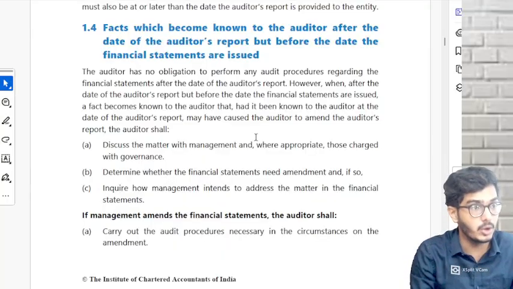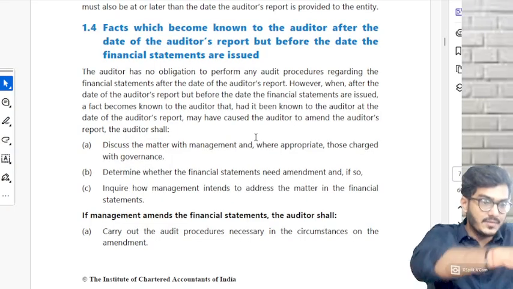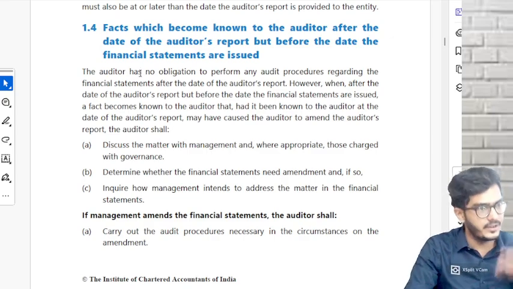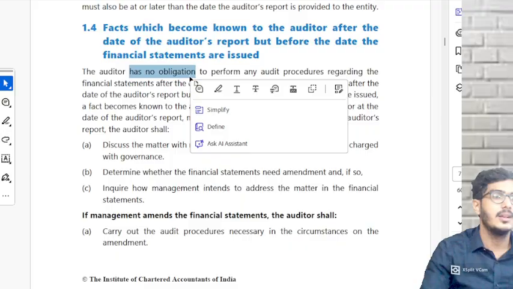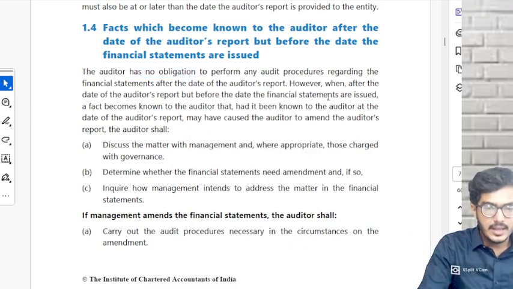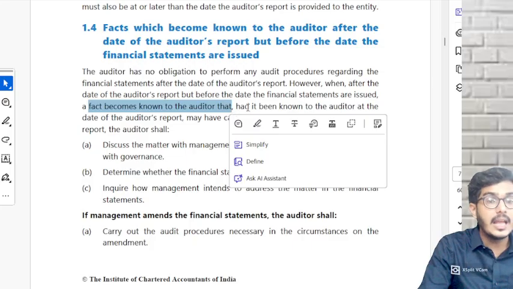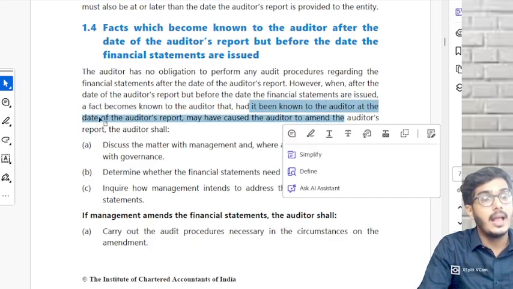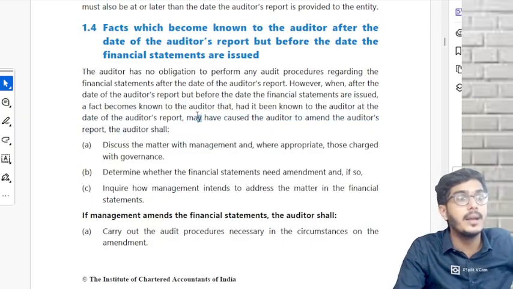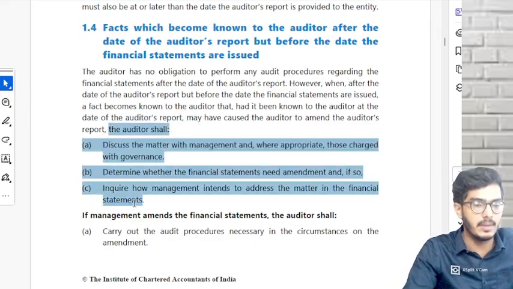Facts which become known to the auditor after the date of the auditor's report but before the financial statements are issued. That means it is well within the company, the management and the auditor only. No user as well. In that case, first they say the auditor doesn't have any obligation to perform procedures. However, if the fact becomes known to the auditor, and had it been known at the date of the auditor's report, the day of signing, it may have caused the auditor to amend the auditor's report. That means some big event, some big fact. In that case, mark these 3 points.